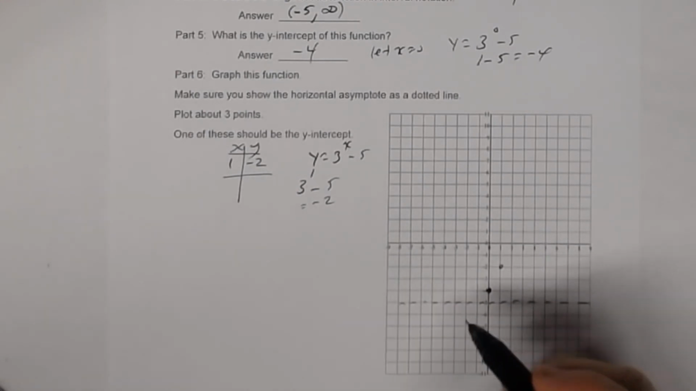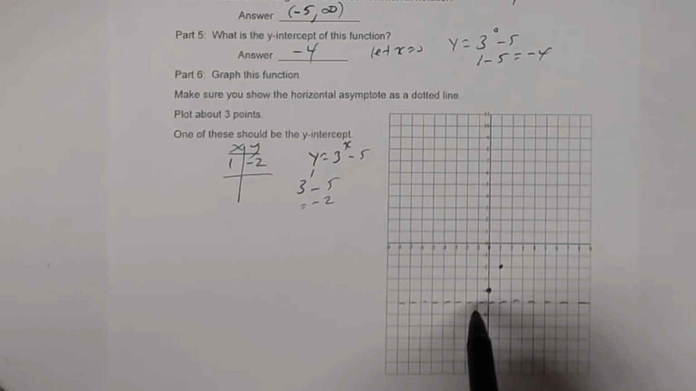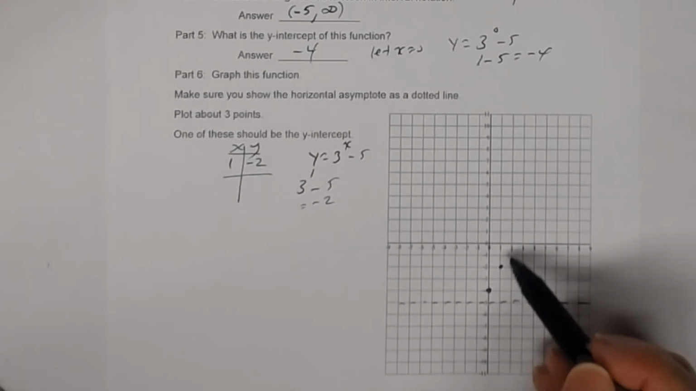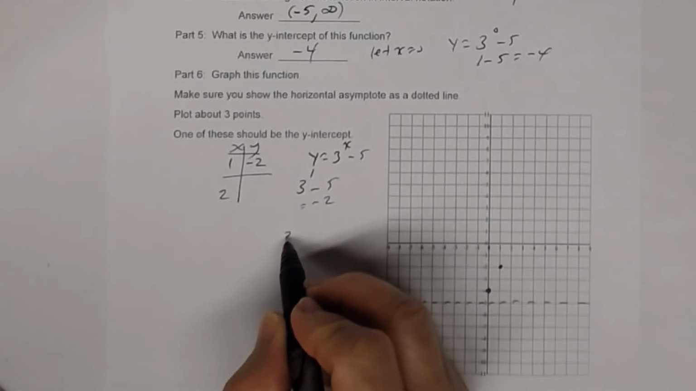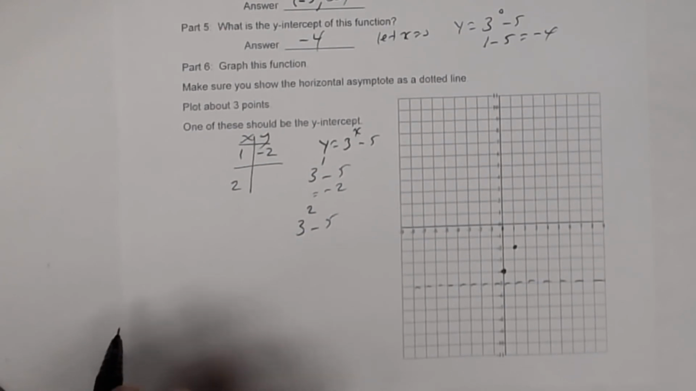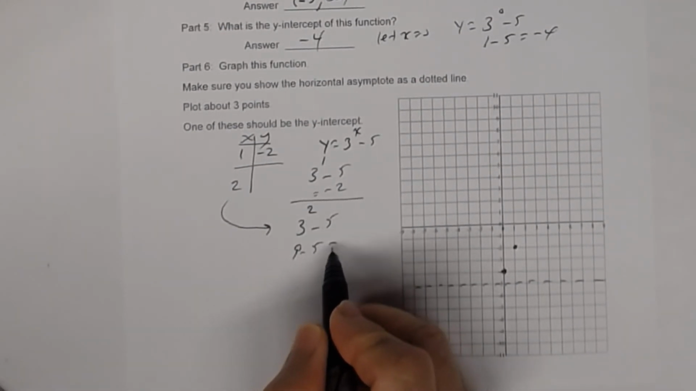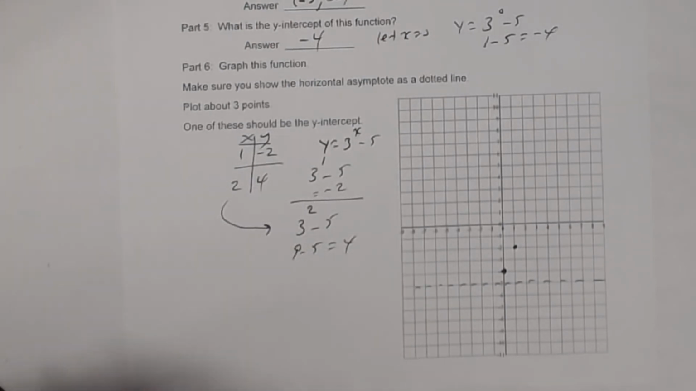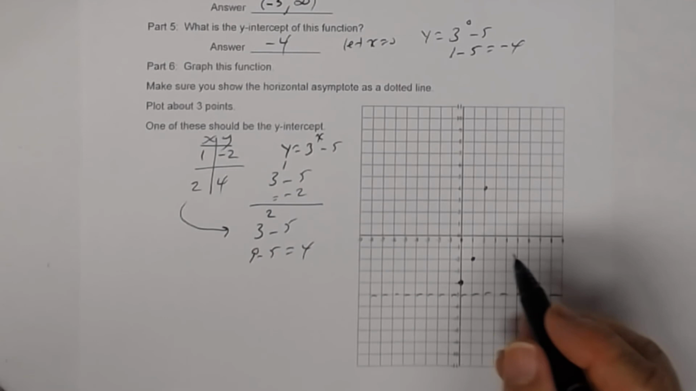Now remember, it says to draw 3 points, at least three to make it look like a good exponential function. So let's do 2 then. If x is 2, I get 3 squared minus 5, and 3 squared is 9. 9 minus 5 is 4. So I plot the point (2, 4), which is here. And that's about all I need.